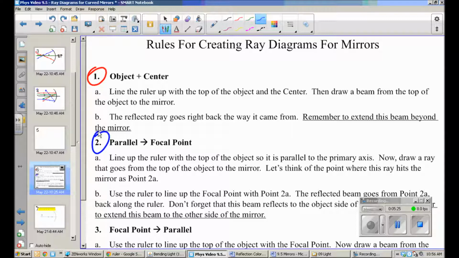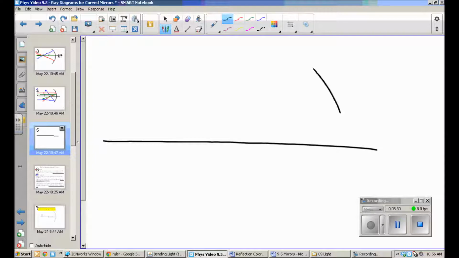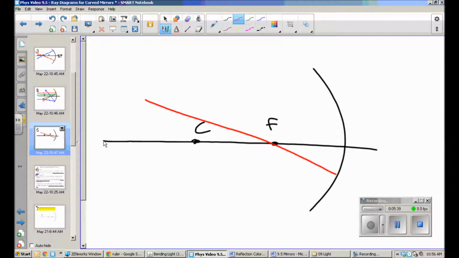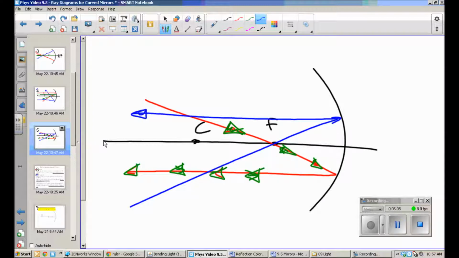Rule number 2. And then the third rule is basically the same as rule number 2, but in reverse. So here's my focal point, here's my center. The third rule says this: any beam of light that goes through the focal point, not through the center, through the focal point, will reflect back parallel to the primary axis. So instead of going this way and then bouncing back through the focal point, we're going the other way. We're going through the focal point and then bouncing back parallel. So any beam of light that goes through the focal point will bounce back parallel to the primary axis. That is the third rule.